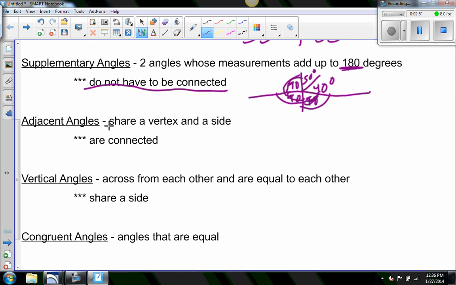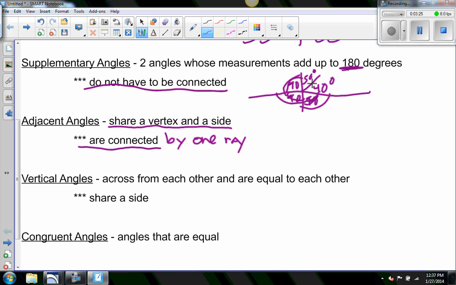Adjacent angles, they share a vertex and a side. They are connected by, I should have added probably, by one line. They have to be beside each other. So by one ray. So if I go back up here and look at these, what are angles that would be adjacent to each other? And it has nothing to do with how many degrees there are. It's just where they're sitting. They share a vertex and a side.